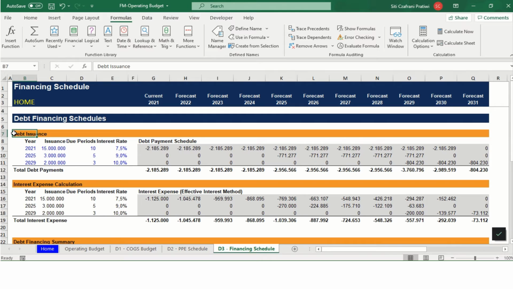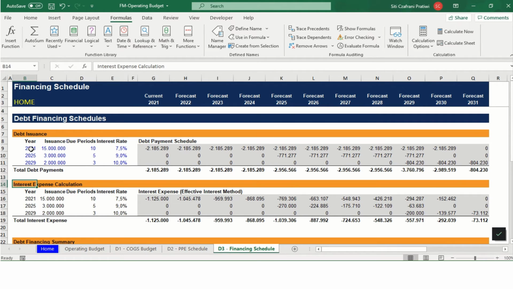For debt issuance, it indicates in what year you get your debt or loan, maybe from the bank, how long the due period is, and how much the interest rate is. The first one is the debt payment schedule. It indicates the annuity of principal payment, so this is just the principal payment. While the interest expense calculation here calculates the interest expense using the effective interest method.